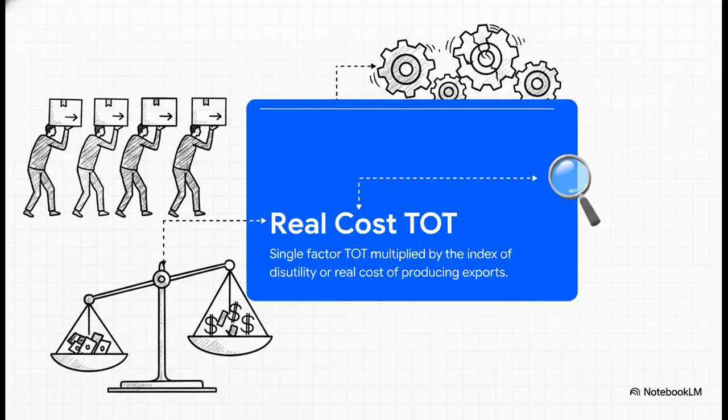This formula literally attempts to measure the human toll of maintaining a nation's export engine. It's called the real cost terms of trade. You calculate it by taking that single-factor terms of trade we just talked about, the one that includes domestic productivity, and multiplying it by an index representing this disutility, this real cost of production. It's a pretty profound acknowledgement that selling cheap exports might look totally fine on a national spreadsheet, but if it requires immense, painful labor from the population, the real cost to the nation is actually incredibly high.